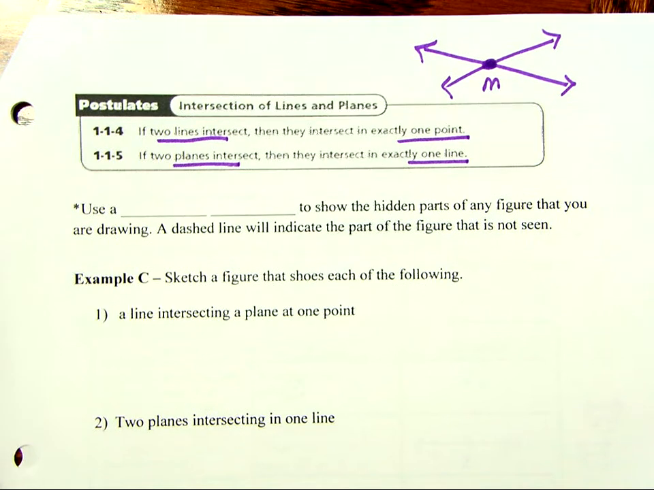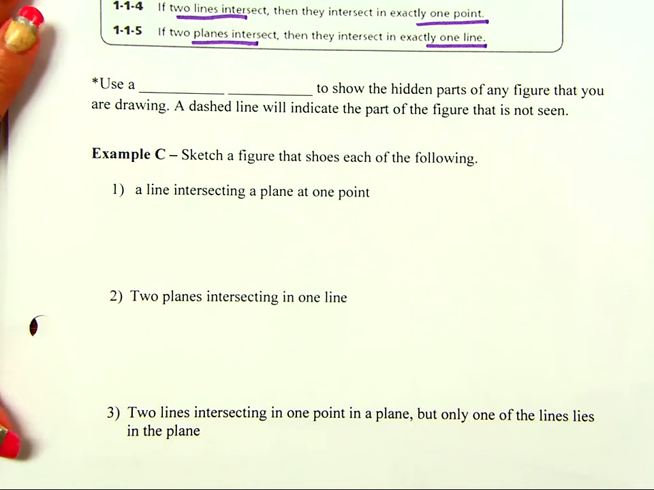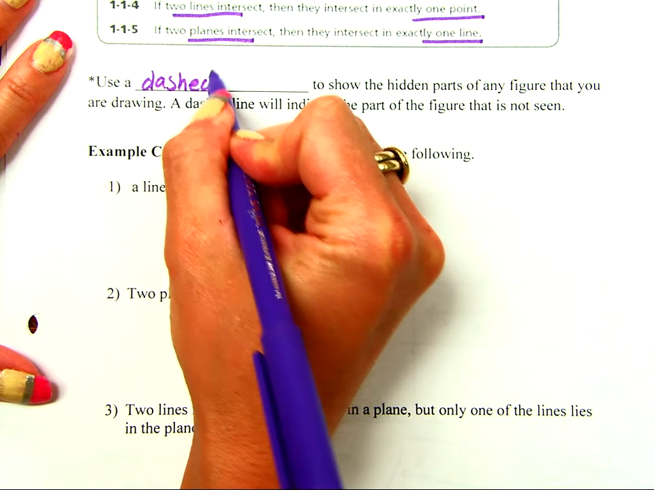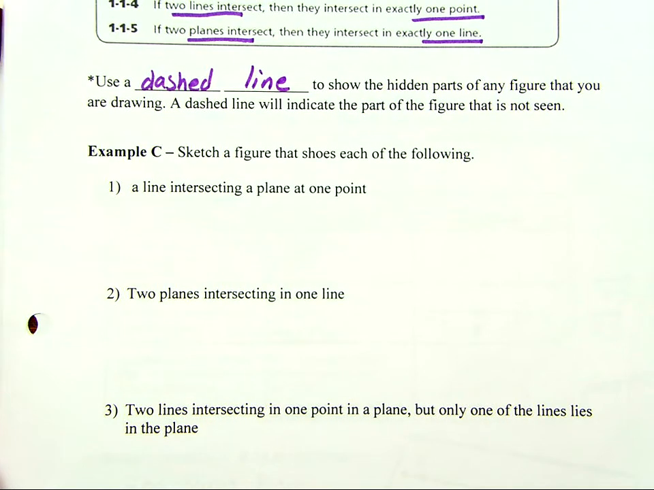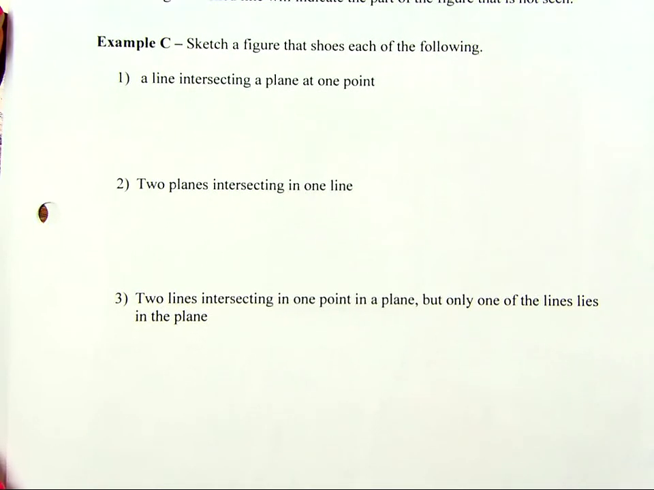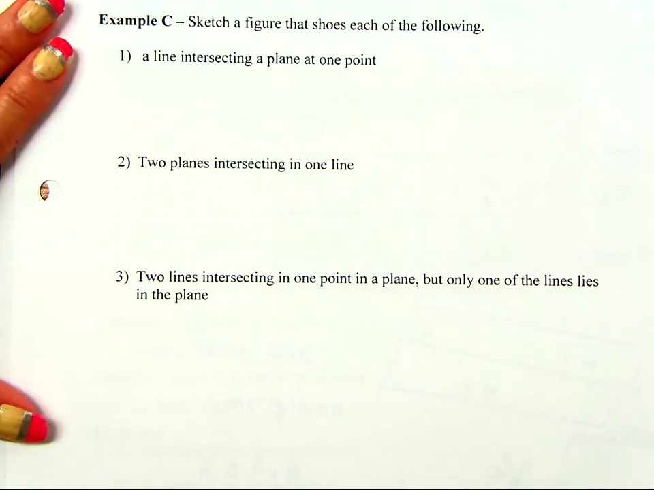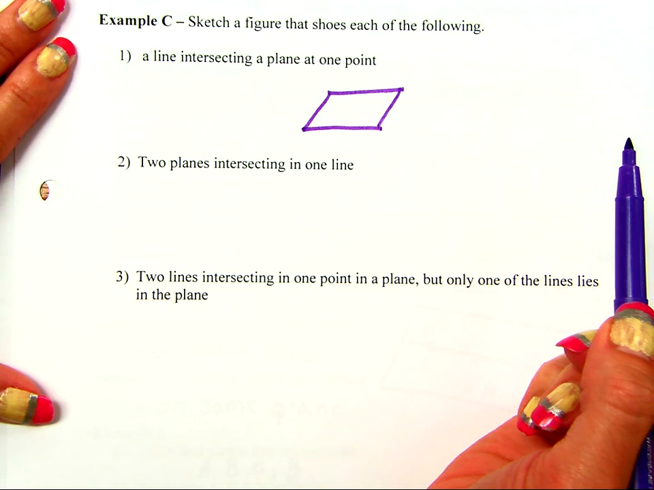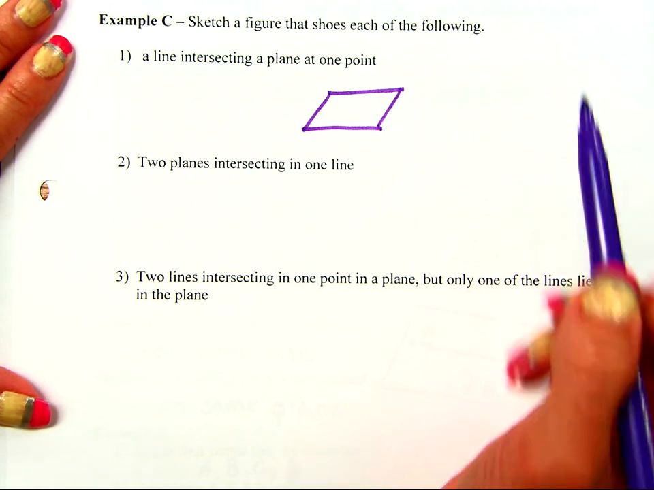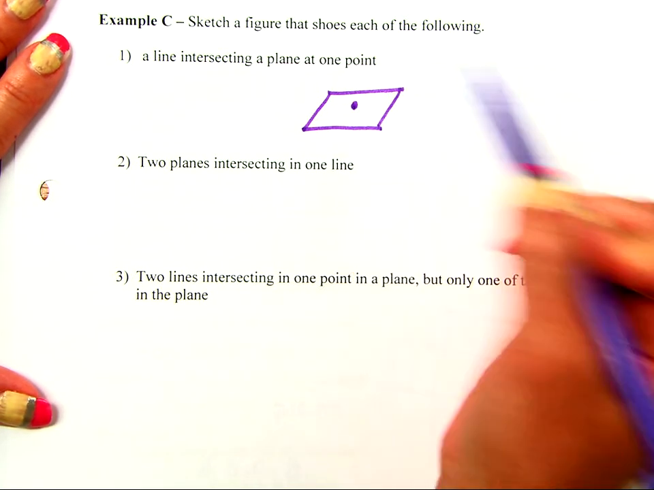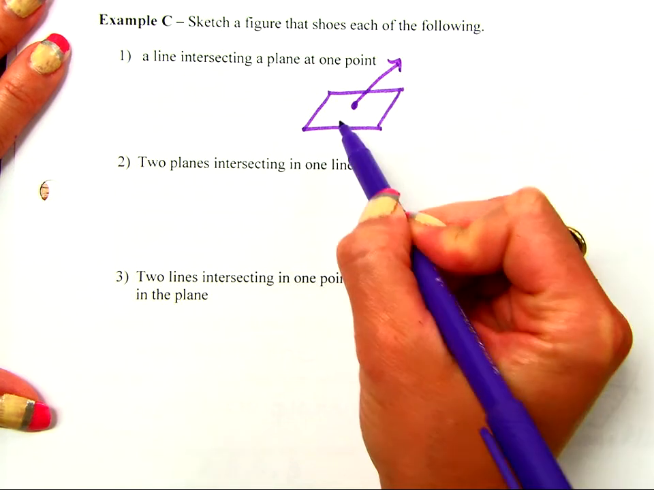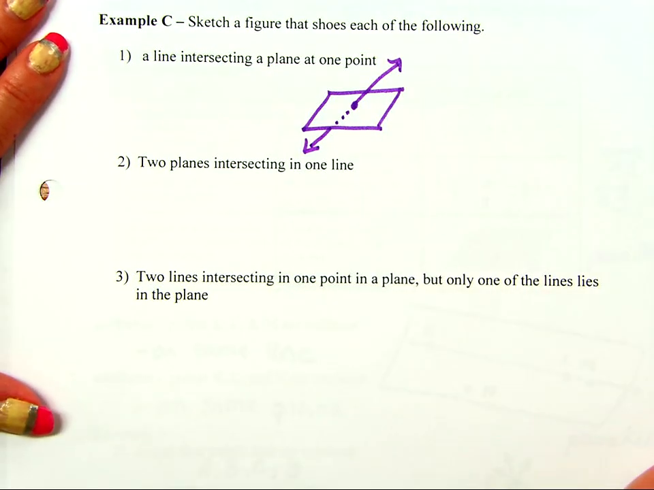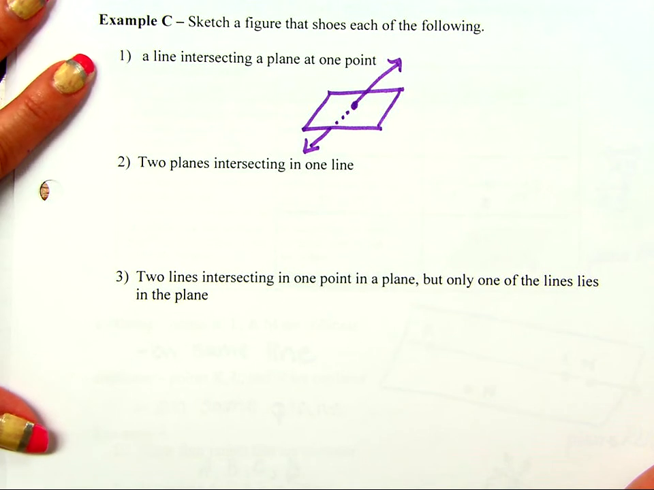Again, the very last part, they're going to ask us to do a little bit of sketching, and sometimes we have to do some three-dimensional sketching. And so we're going to go ahead and use a dashed line when we need to show the hidden parts of the figure. So in example 1, when they ask us to sketch a line intersecting a plane at one point, I have my plane, while my line has to go through the plane in order to intersect it at one point. So I'm going to have my intersection point here, and to go through there, I'm just going to use my little dashed line, and I am showing my line intersecting my plane at one point.